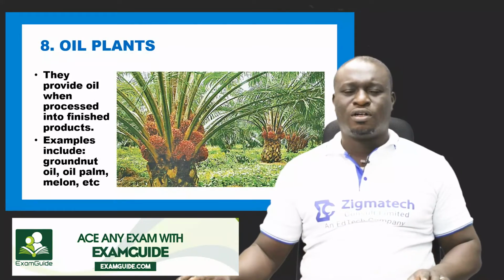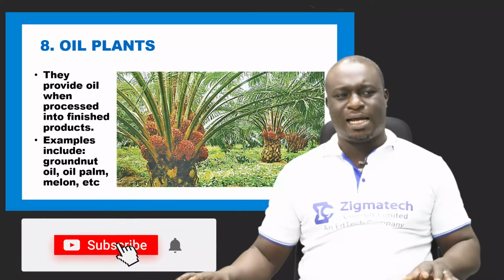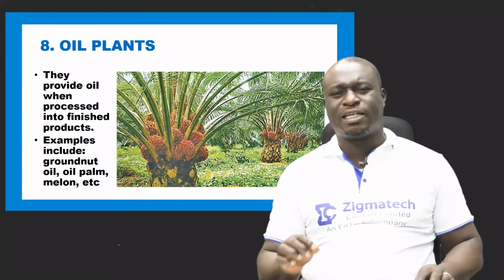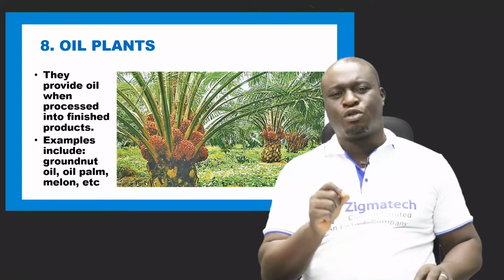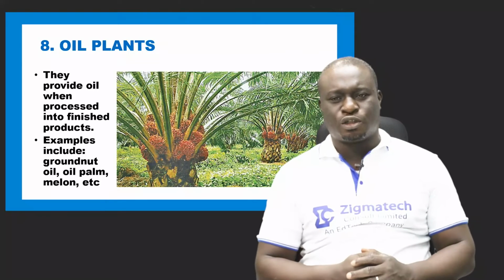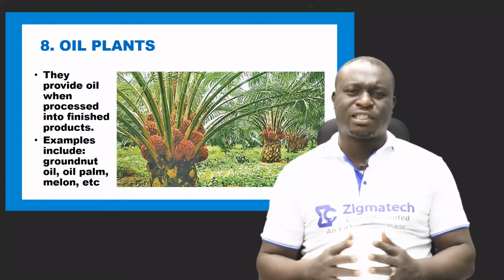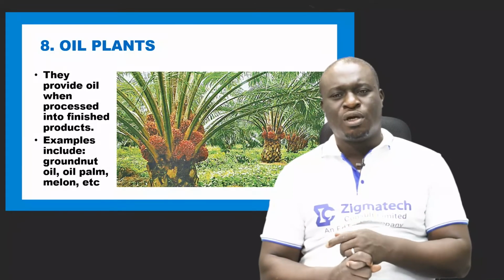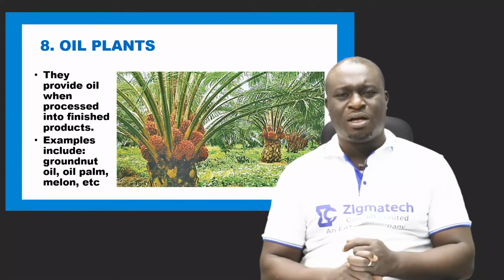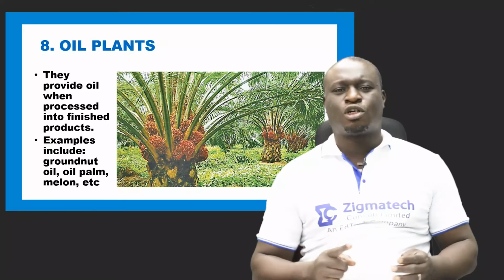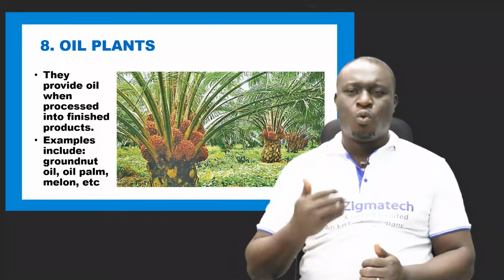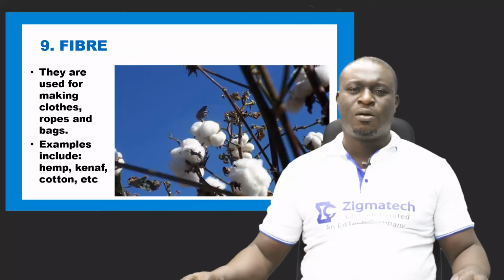Number 8 on the list is oil plants. Now, oil plants are plants that provide oil when processed into finished products. We have examples like groundnuts. We also have the oil palm. We have melon. We have coconuts, etc. They provide oil when processed into finished products.